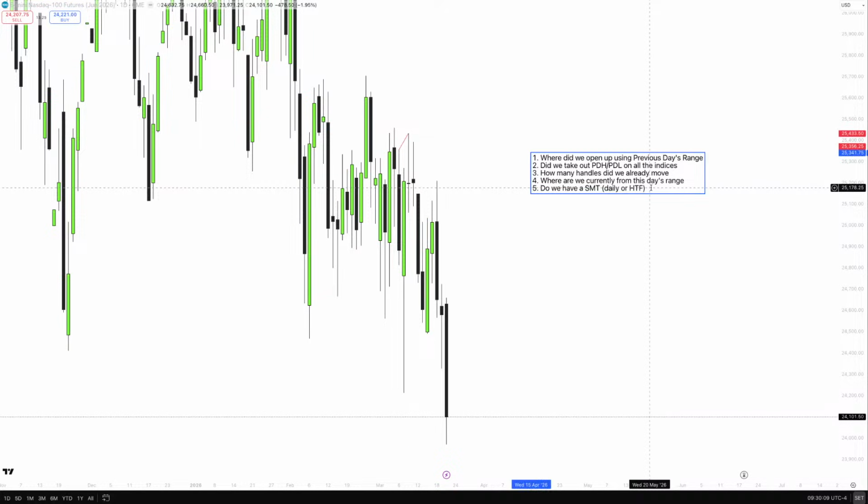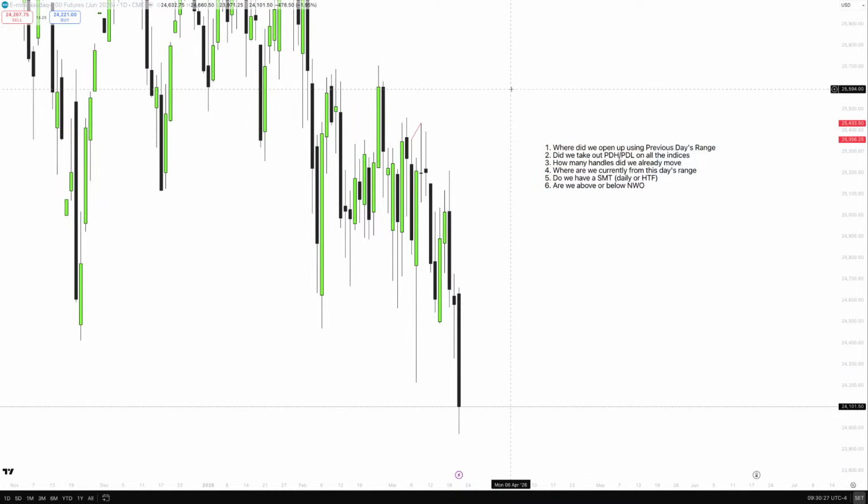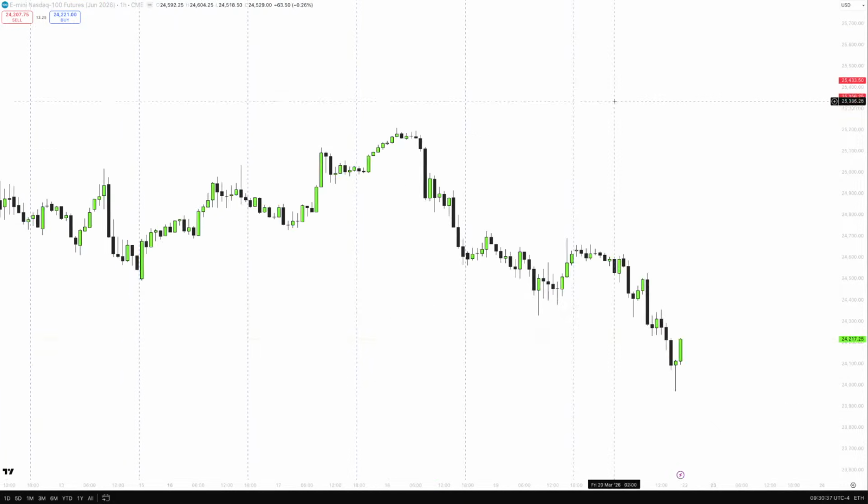So point 6, are we above or below new week opening? And this is also a thing I'm considering on all the indices, so NQ, ES, and YM. And let's go to the 1 hour time frame.